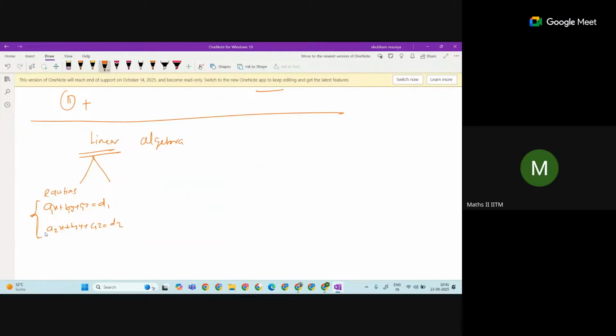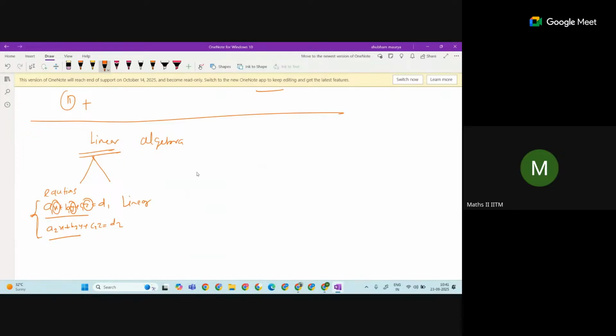This structure is called a system. I have two equations I want to solve, and this is called a system. If you look at the equations separately, these equations are linear. What does linear mean? Linear means the degree of the variables, x, y, z, is 1. These variables have degree 1.